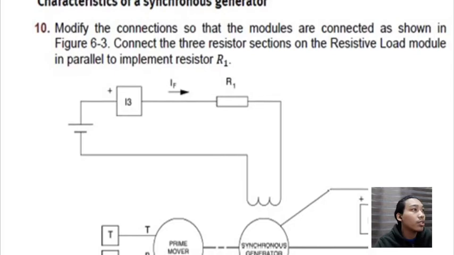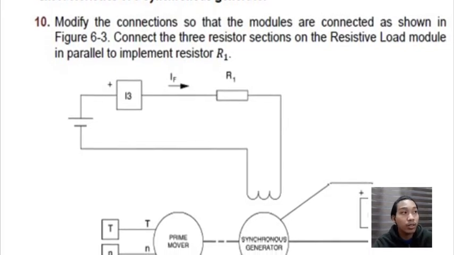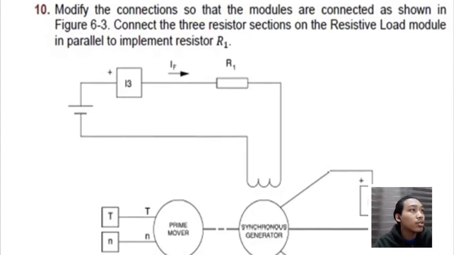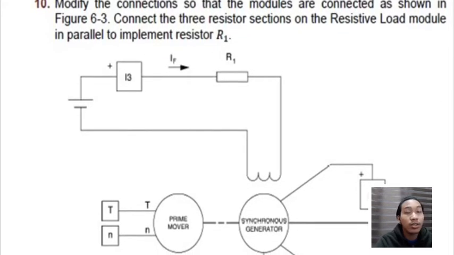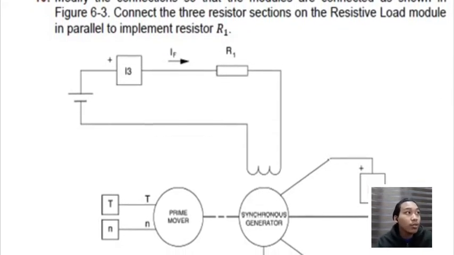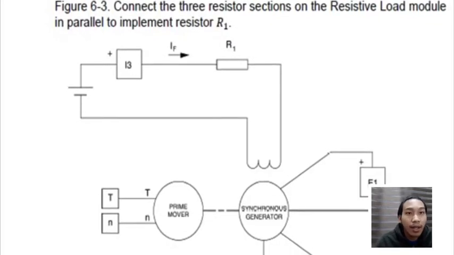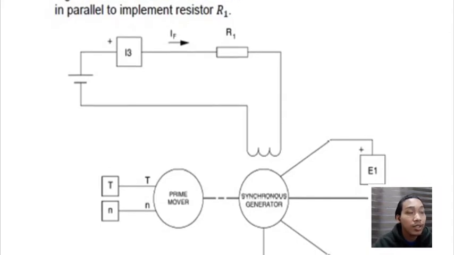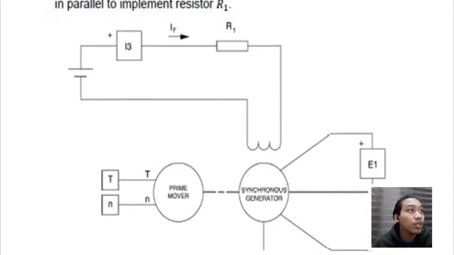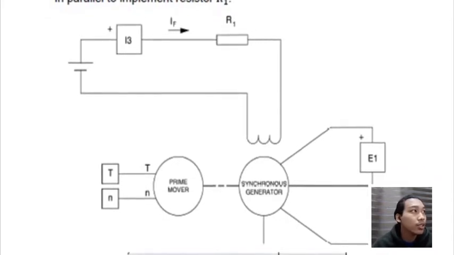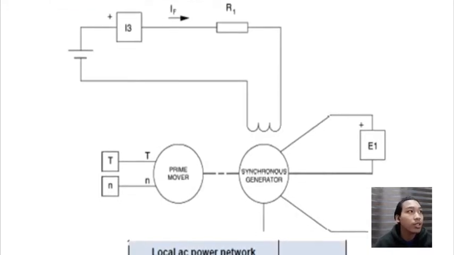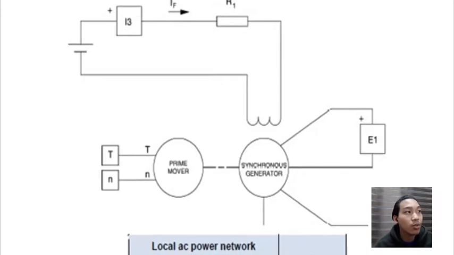So for the characteristic of a synchronous generator, we must modify the connection so that the modules are connected as shown in figure 6.3. Connect the three resistor sections on the resistive load module in parallel to implement resistor R1.